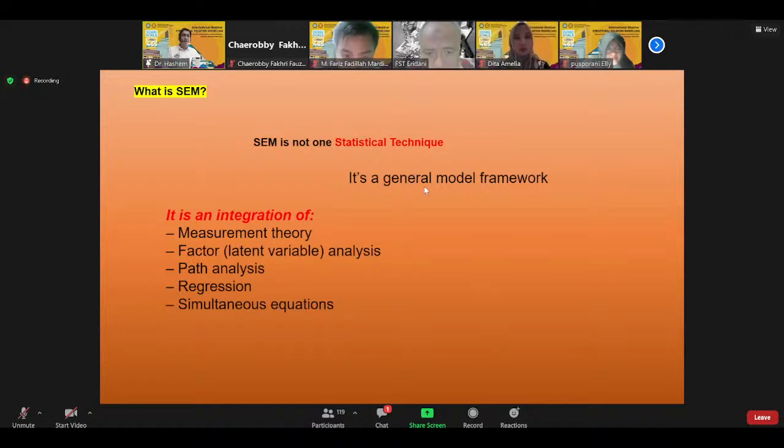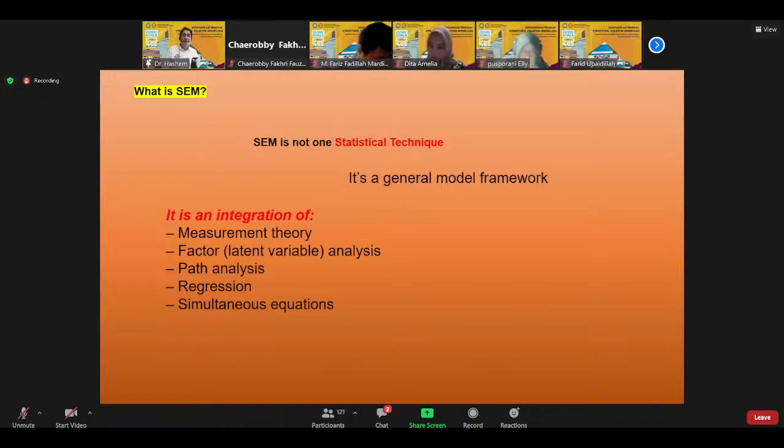So, okay, normally, what is SEM? People think about SEM as something technical. No, actually, from the statistician's perception, SEM is a general model framework. It's not just like a regression. It's not like a factor analysis. It's not like a logit model that we have used in so many data analyses before. No, SEM actually is a framework, right?